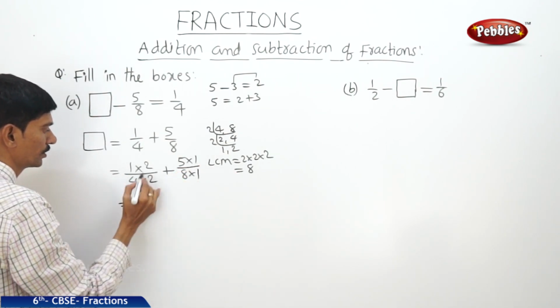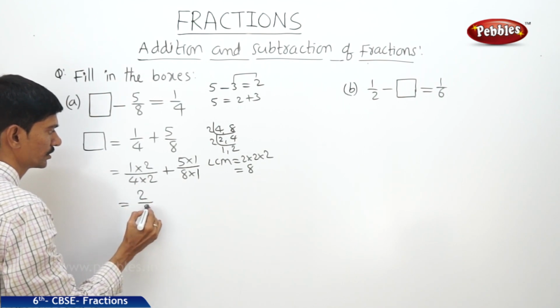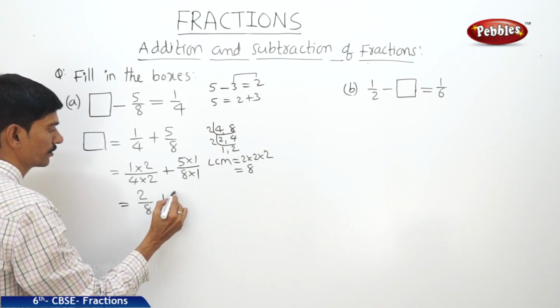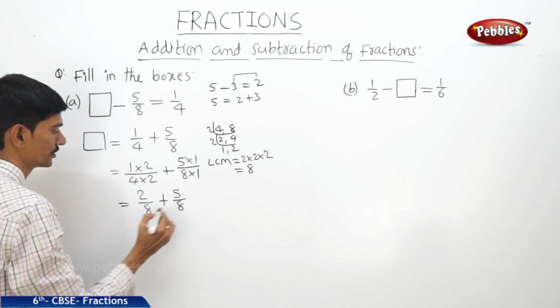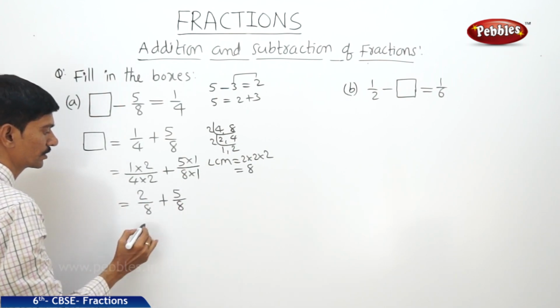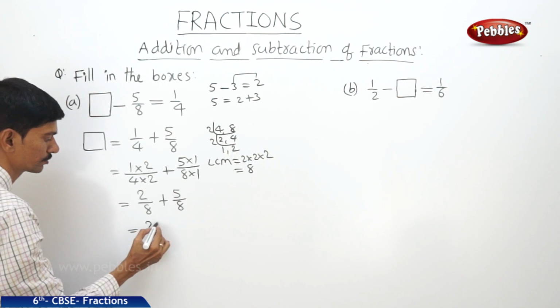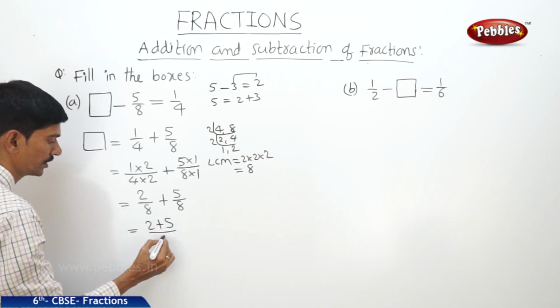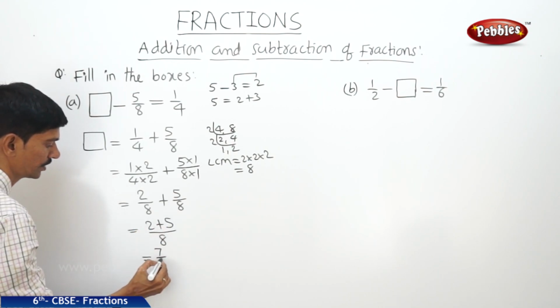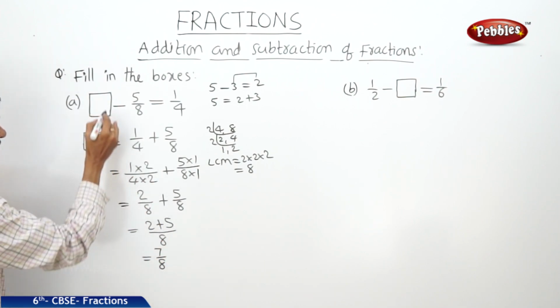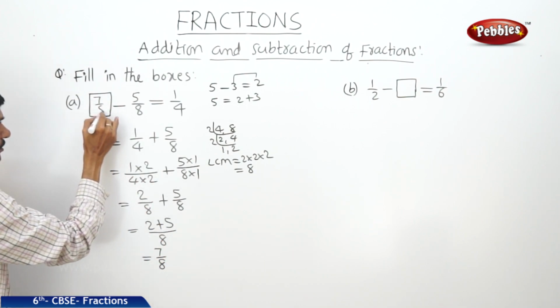So then 1 2s are 2 by 4 2s are 8 plus 5 1s are 5 by 8 1s are 8. So when the denominators are equal, we should add the numerators. 2 plus 5 by 8, so this equals 7 by 8. So the blank is 7 by 8.